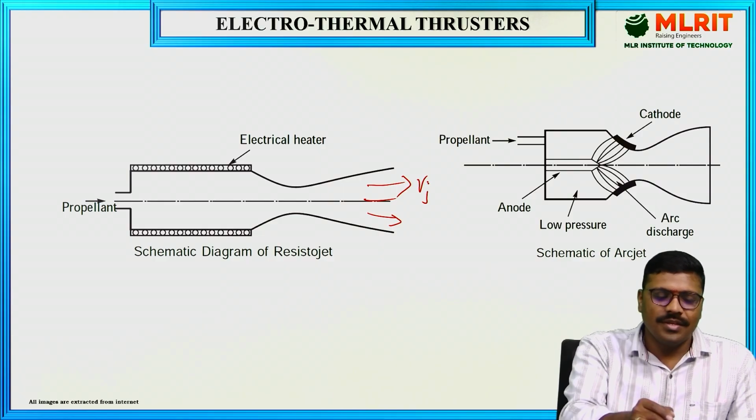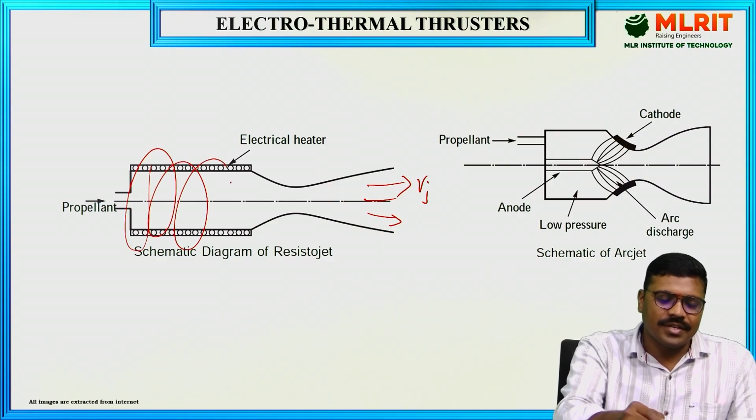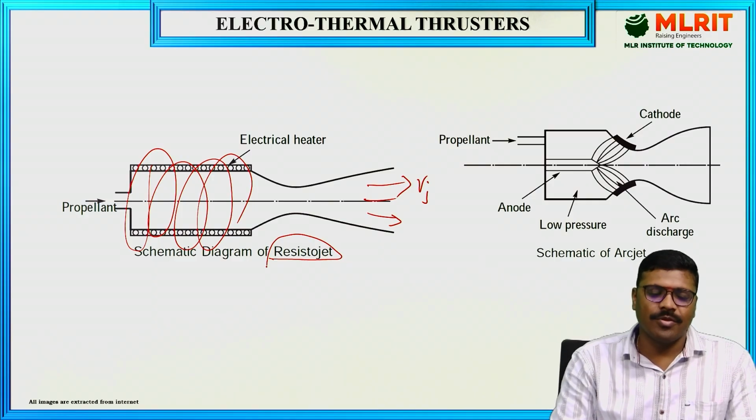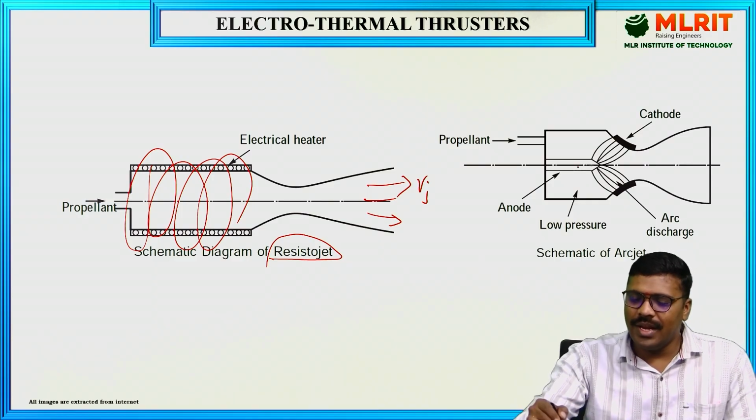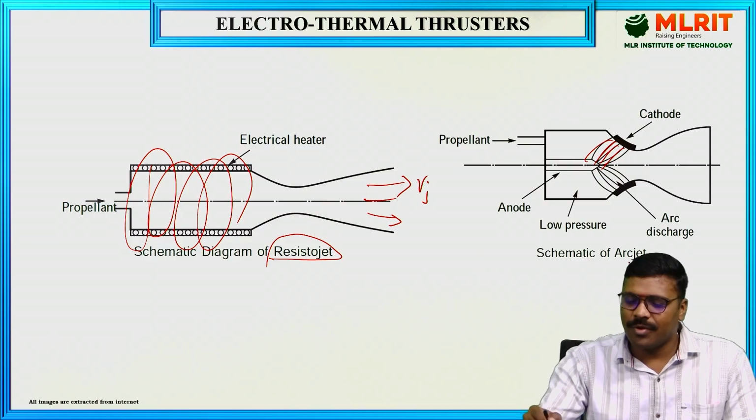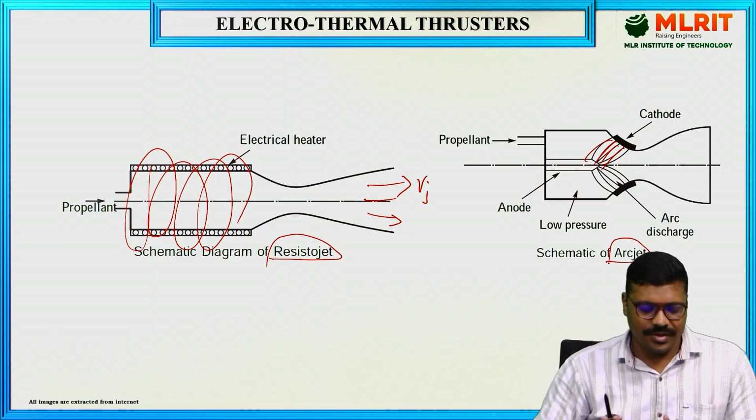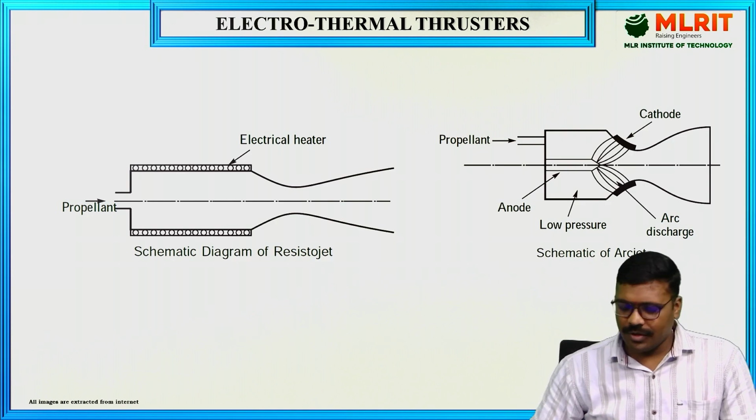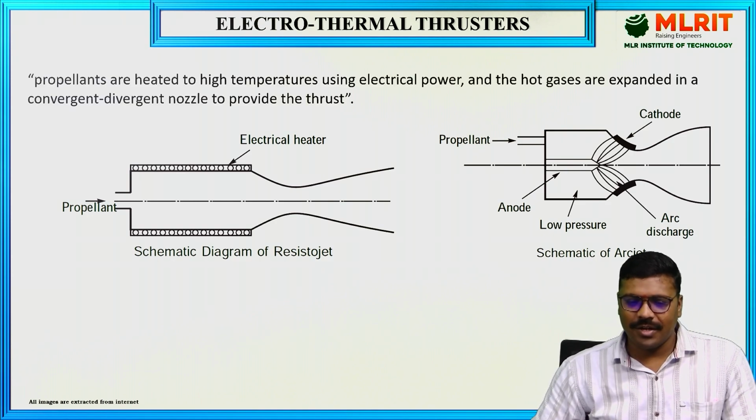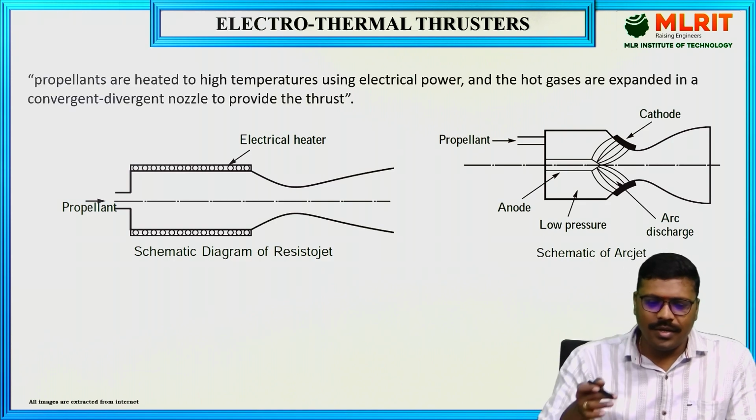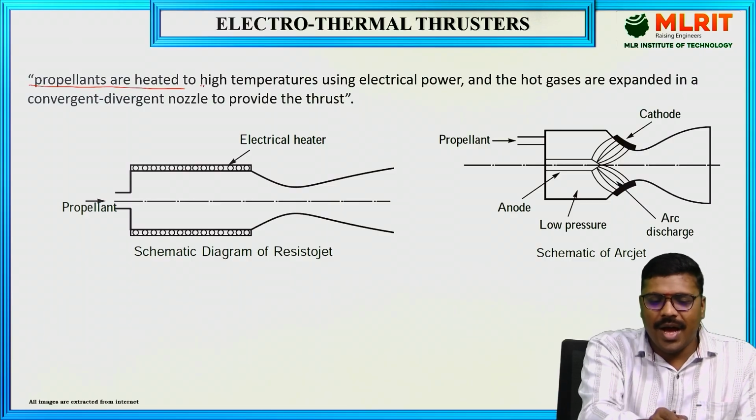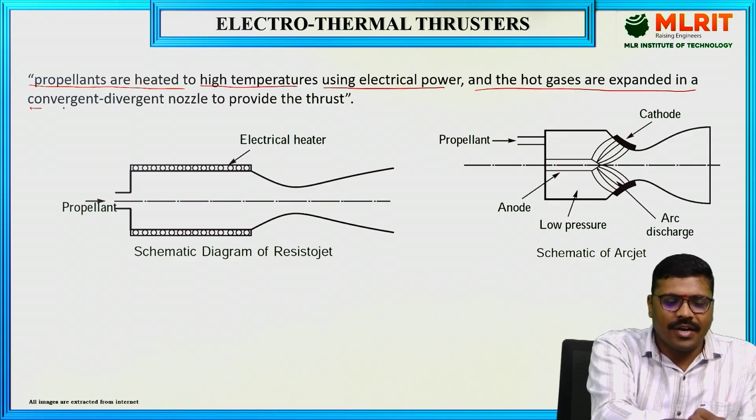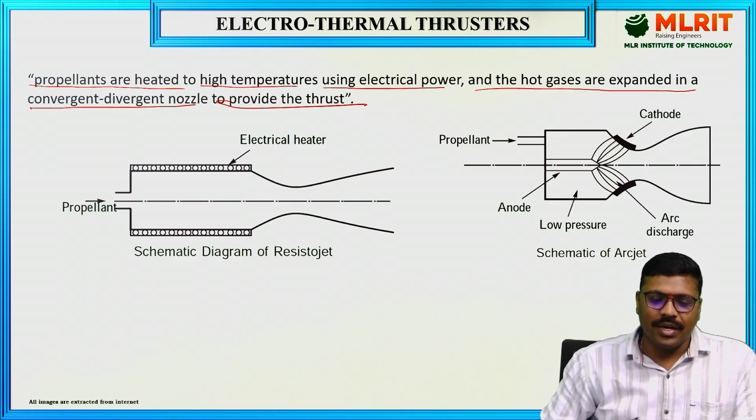In the resistor jet, the reason is electrical resistance, so that's why it is called resistor jet. We are using the electrical resistance concept to heat the propellant. Here we are using the electrical arc concept to heat the propellant. That's why it is called arc jet. So this is about the resistor jet and arc jet, which come under electrothermal thrusters. These are the schematic diagrams. The propellants are heated to high temperatures using electrical power, and the hot gases are expanded in a convergent divergent nozzle to provide the thrust.